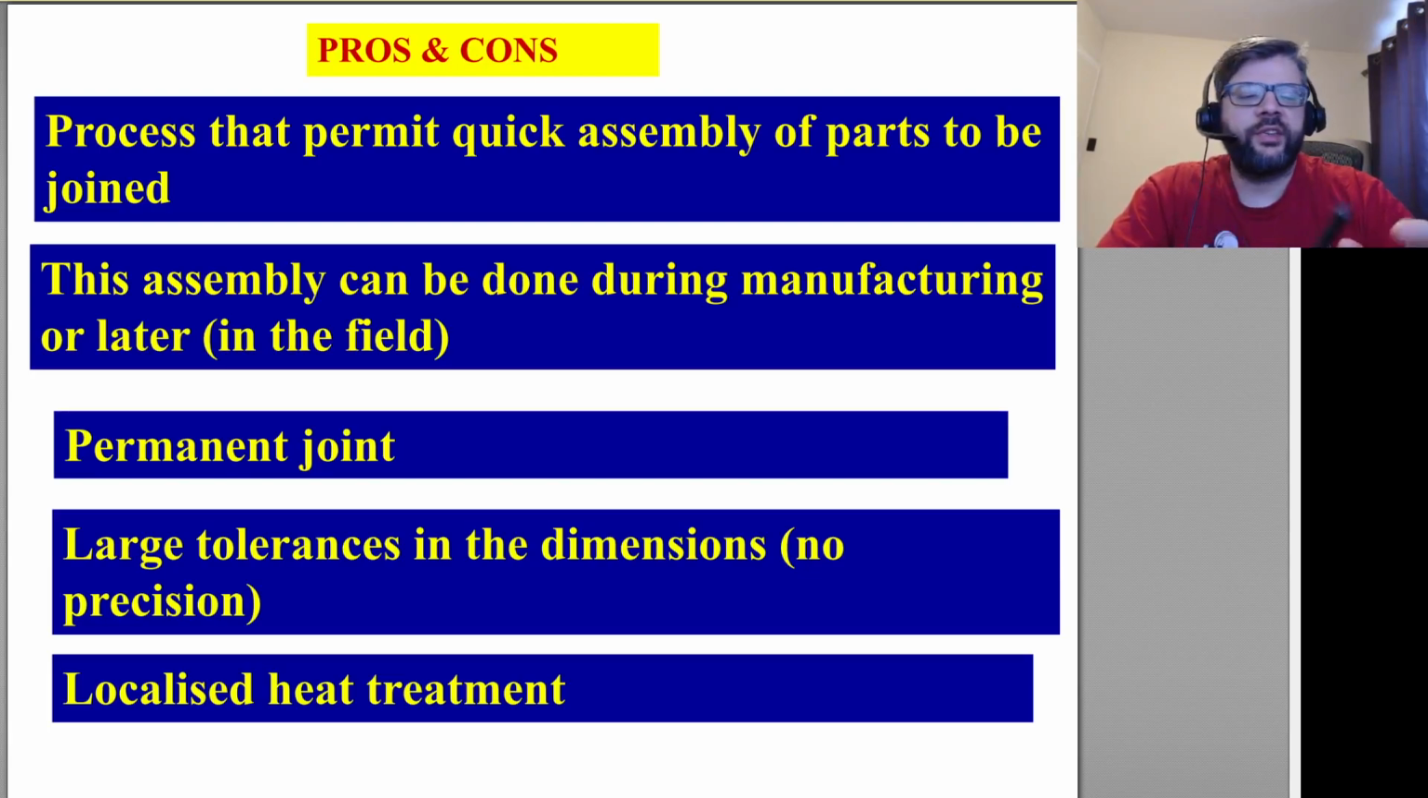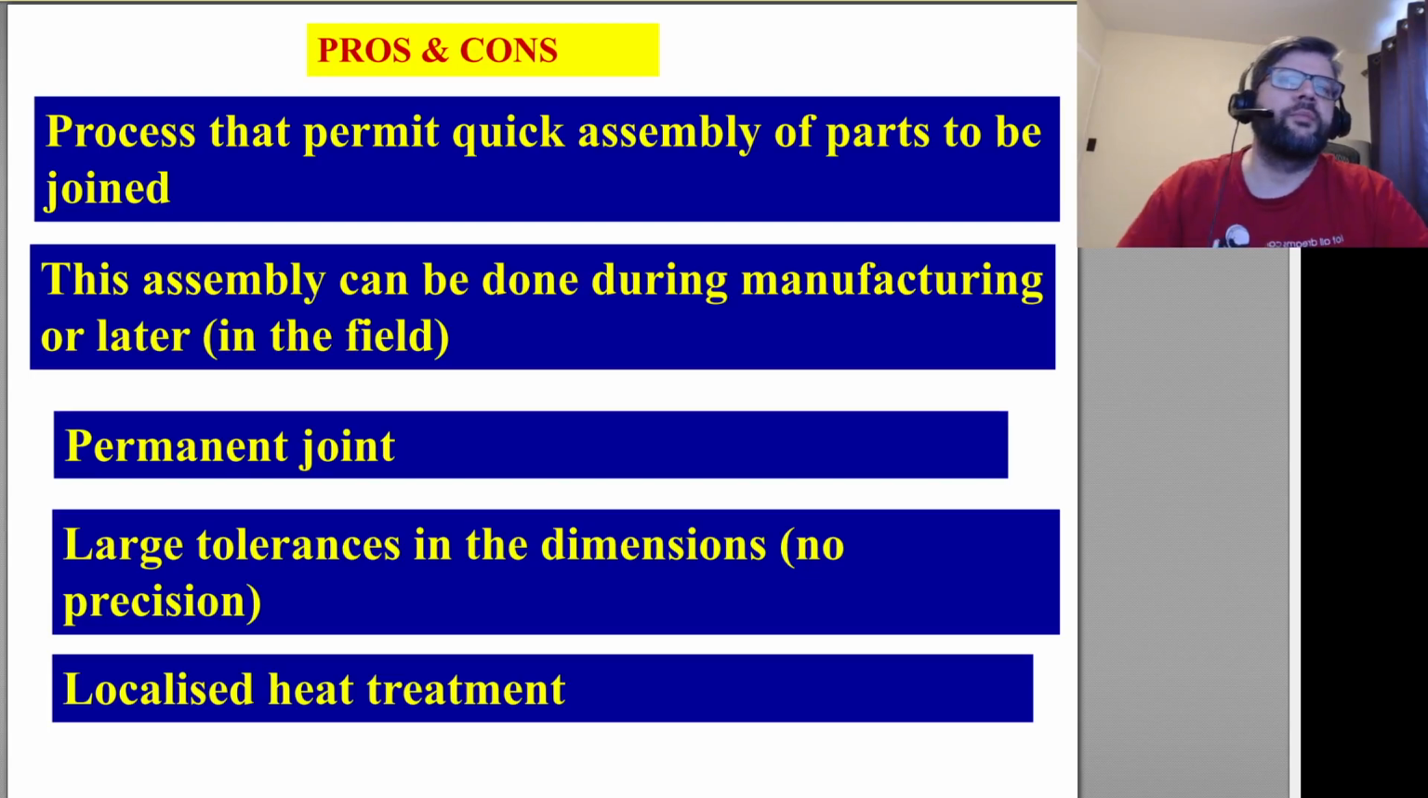Also get some localized heat treatment, so it's going to affect the microstructure of the material and thus its mechanical properties. So you could have the material around the weld end up being weaker than the weld itself, and actually that's typically going to be what's going to happen, because oftentimes the weld material that gets used, like the welding rods, is typically designed to be stronger than the material that's being bound to.